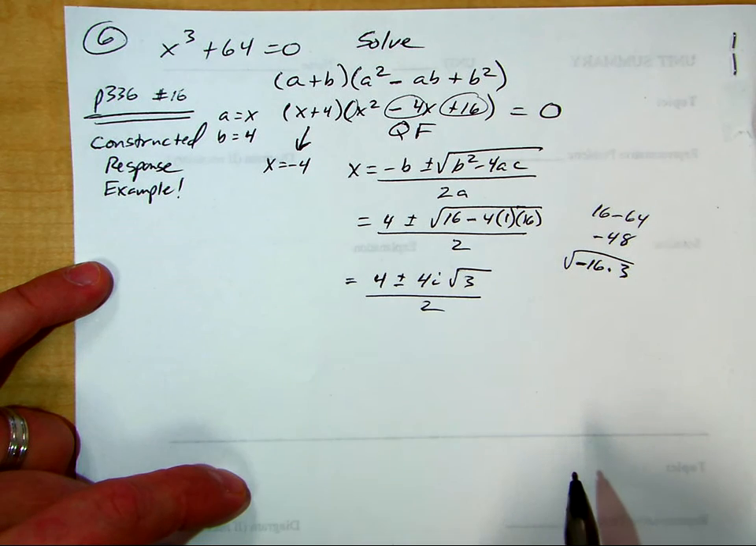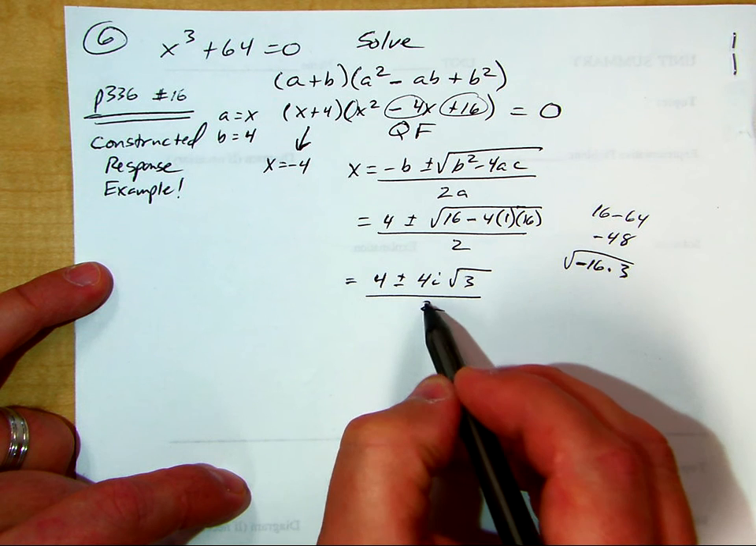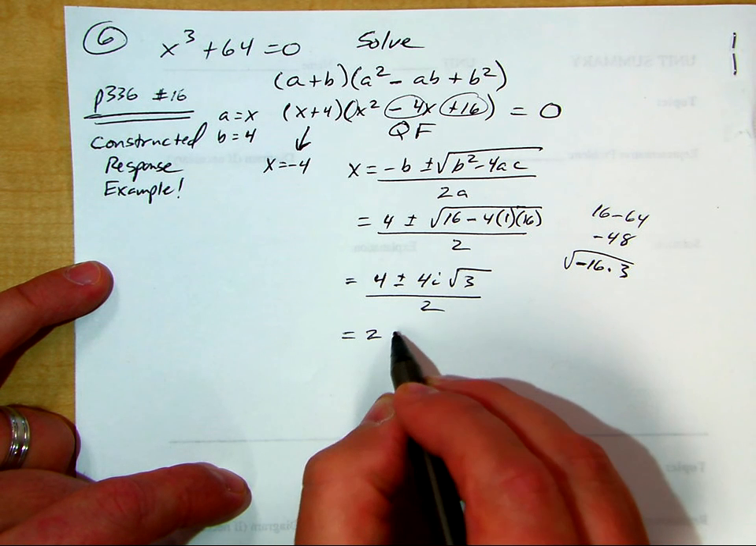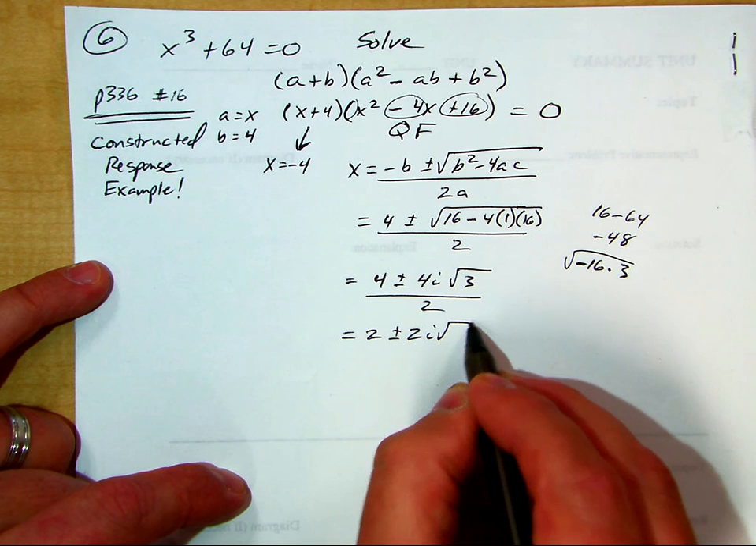And the last step to simplify is to take the GCF out of the constants 4 and 2, divide everything by 2, and you'll be left with 2 plus or minus 2i radical 3.